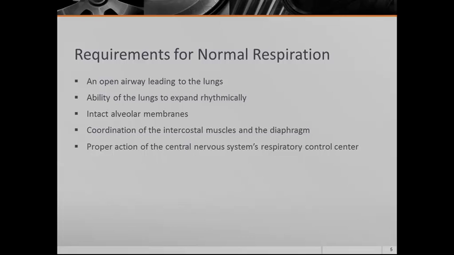It is important to note that intact alveolar membranes are very important. Generally, patients with emphysema do not have these. And it is also important to have open airways leading to the lungs. In a case of emergency, and there are several emergencies present, the person that has an occluded airway would be the first one to be treated.